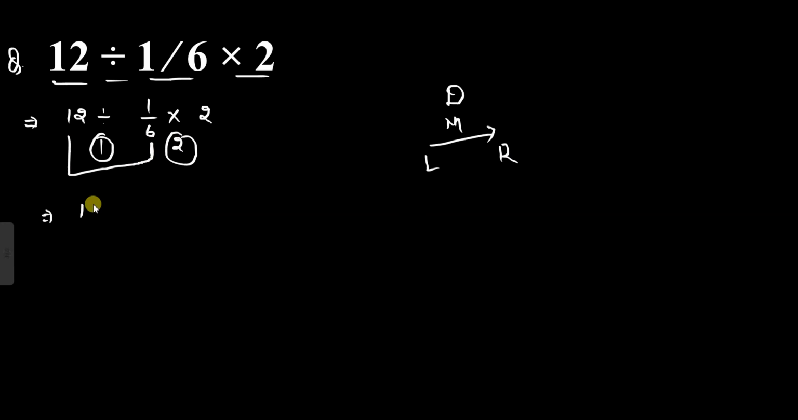12 divided by 1/6, we'll turn the division into multiplication. Multiply by 1/6, so we'll take its inverse and make it 6/1. Then multiply by 2, which stays the same.